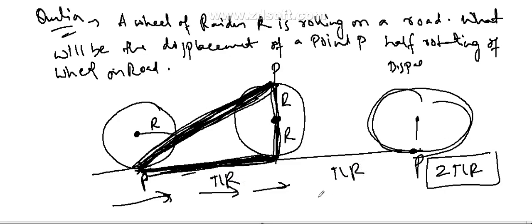So it is pi r whole square plus 2r whole square. Can you find out the root?